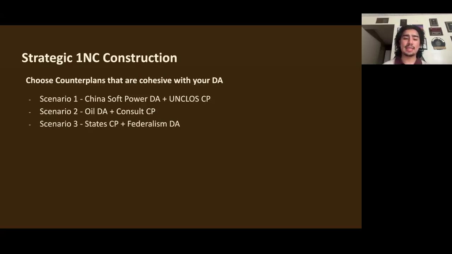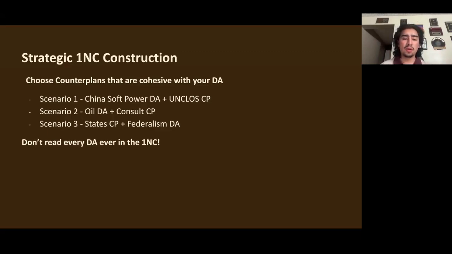Scenario three, a states counterplan with a federalism disad. So states counterplan, instead of whatever the affirmative is doing through the federal government, have the states do it. Federalism disad just says that the act somehow causes an encroachment of state power through the federal government, like doing whatever it is through the affirmative plan. The states counterplan and the federalism disad gel well together.